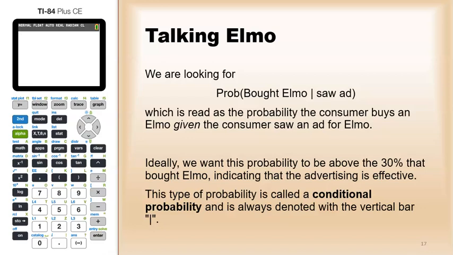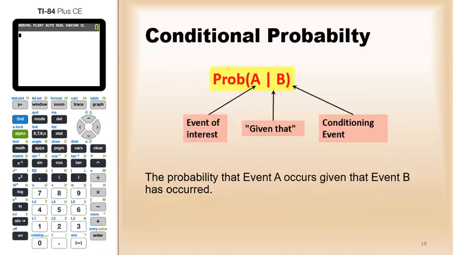This type of probability, we call it conditional because it's conditioned on some other event happening. And we always denote this with this vertical bar. In general, the way of writing this is the probability of event A, whatever we're trying to find the probability for, the vertical bar is "given that", and then this other event is what has already happened. So this is saying the probability that event A has occurred, given that we know event B has occurred.